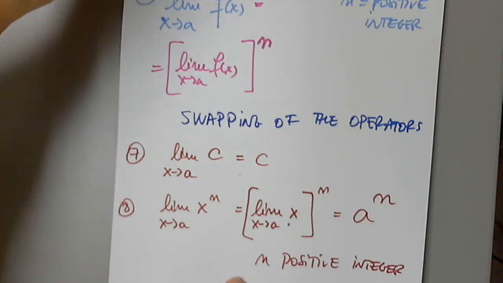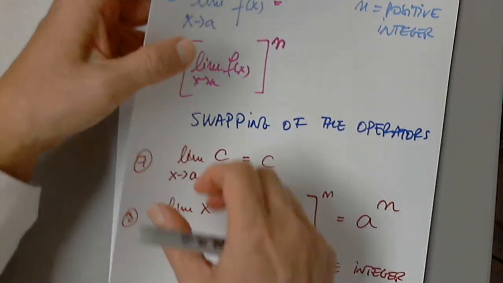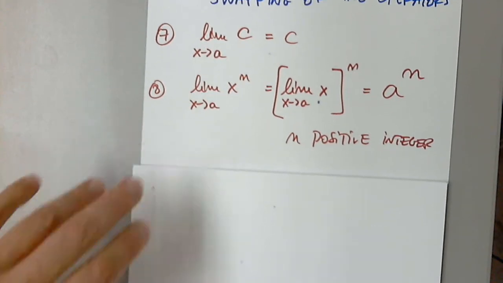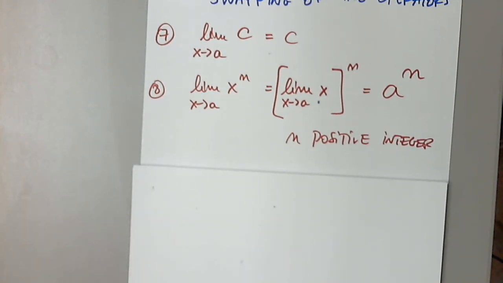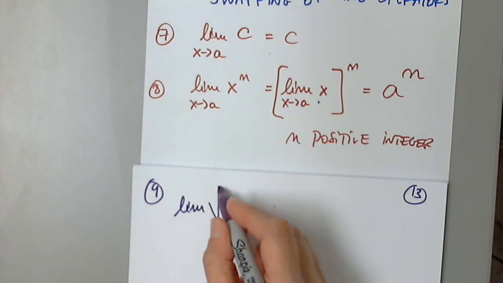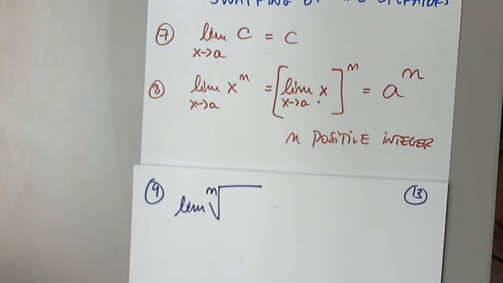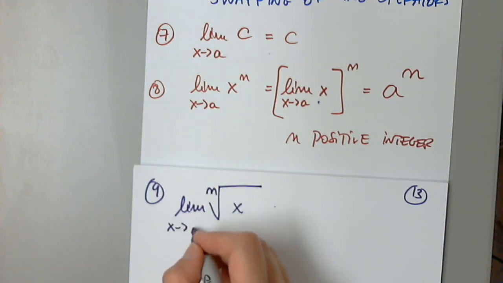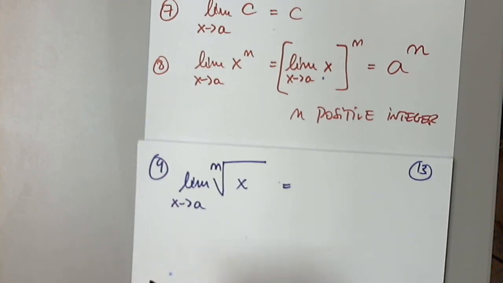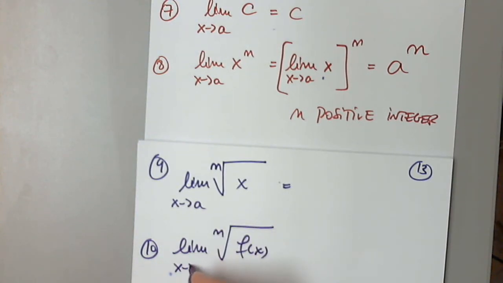Of course, now radicals come into play, and that's it. We had powers, products, ratios, sums and differences. This is another type of power, a radical. So the limit of the nth root of x as x approaches a is a simple example. And then the last one is with a function. Of course, n is a positive integer.